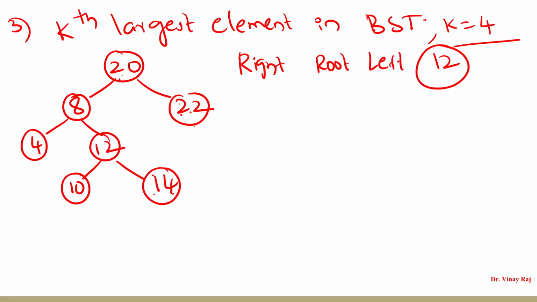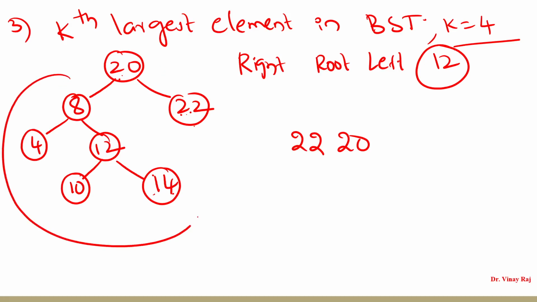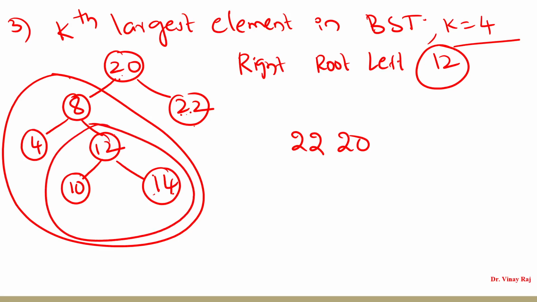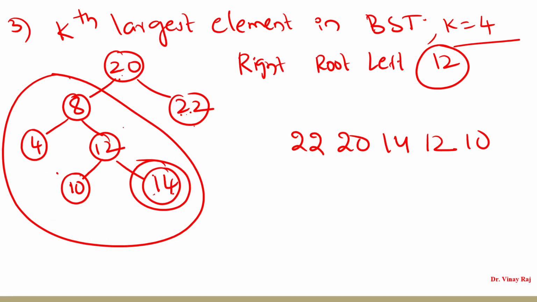Let's do this traversal. Right means this side, only one element is there, so 22 will come. Then since there are no children here, I will go back to the root, so 20 will come. Next, in the left hand side tree, again I have to take the rightmost tree, so 14, then root, that is 12, then left, that is 10. This right is done now. After this, go to the root, 8, then go to the left, 4. That's it. We have traversed it.